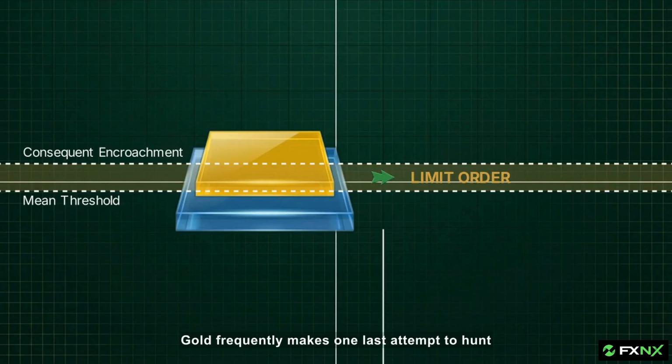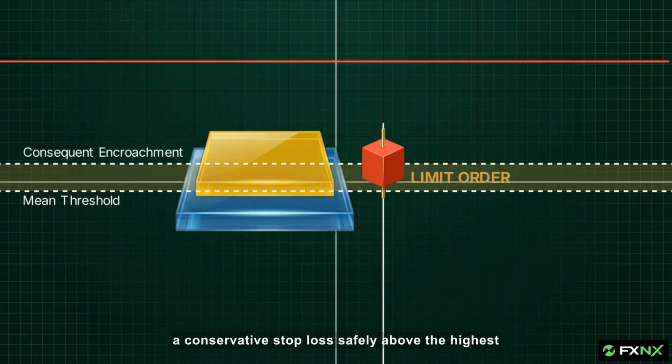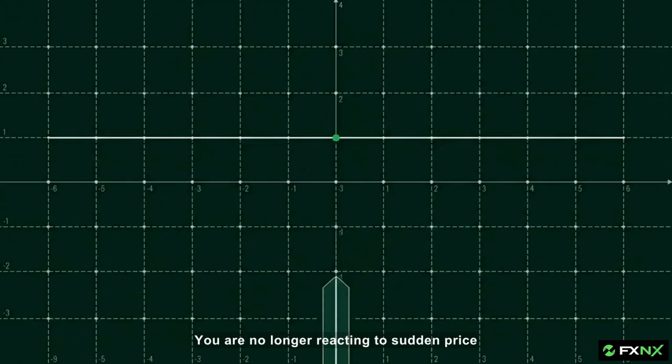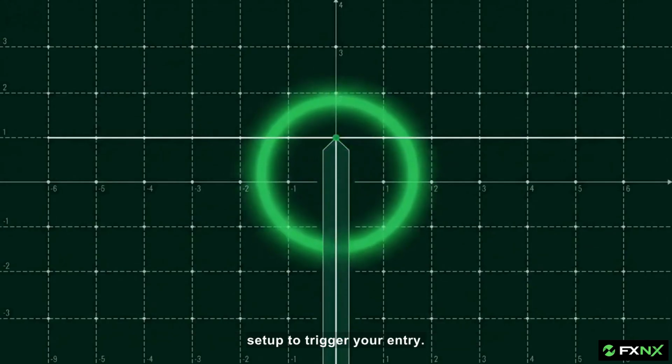Gold frequently makes one last attempt to hunt for liquidity before dropping. Protect yourself by placing a conservative stop-loss safely above the highest swing point that initiated the displacement. You are no longer reacting to sudden price spikes. You are waiting for a mathematically precise setup to trigger your entry.